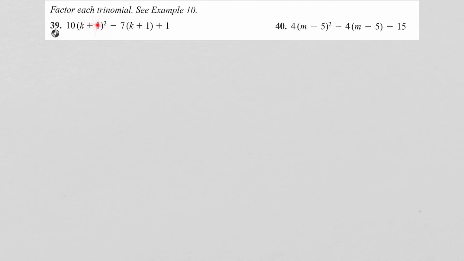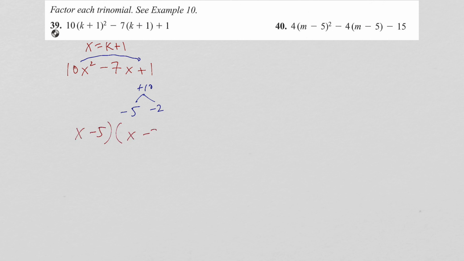Okay, you see how this k plus 1 is recurring? So I'm going to start by saying let x equal k plus 1. Then I have a 10x squared minus 7x plus 1. And I can factor this. If you want to use slide, divide, slide, you can. You multiply that over and you get a positive 10. So you're looking for factors of 10 that add up to negative 7. So negative 5 and negative 2. So what you have is x minus 5 and x minus 2.